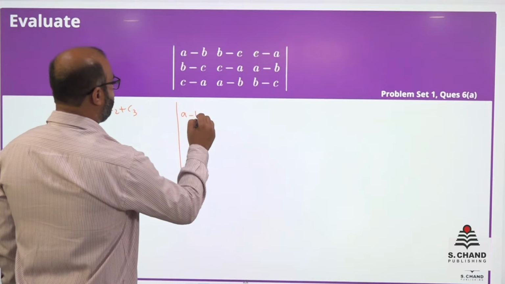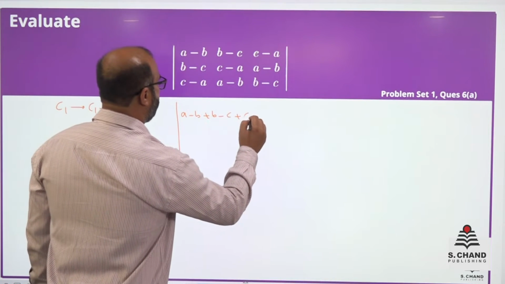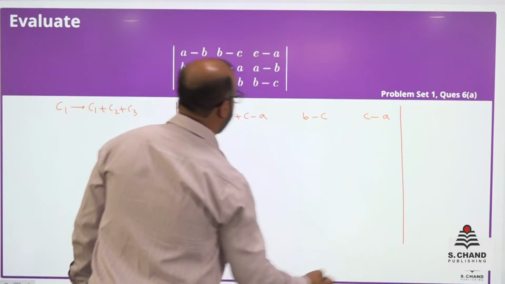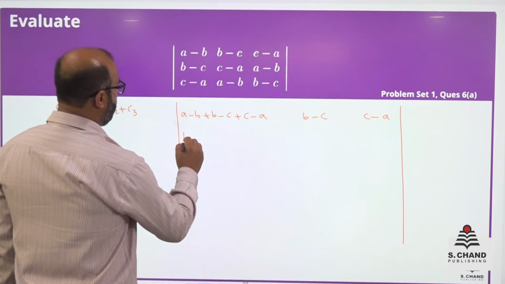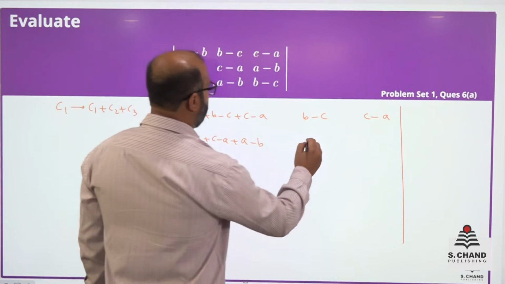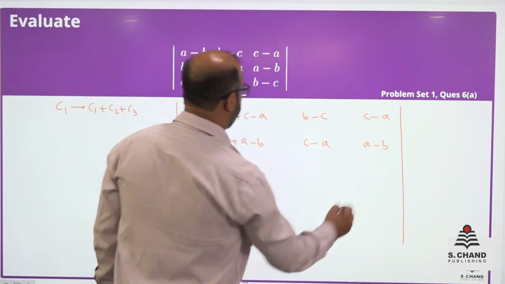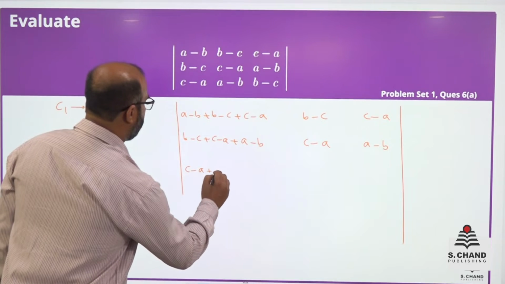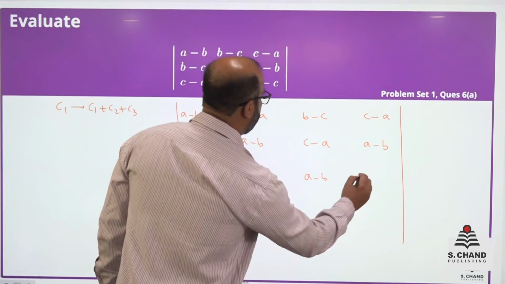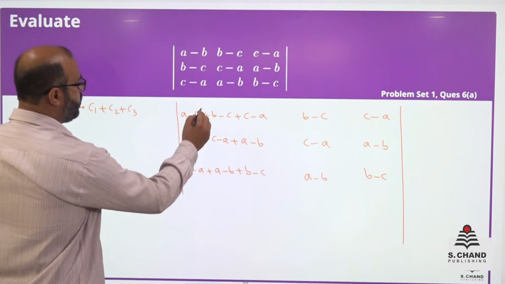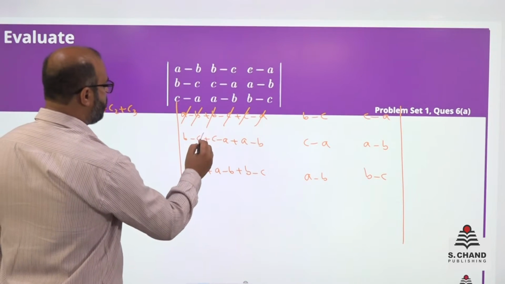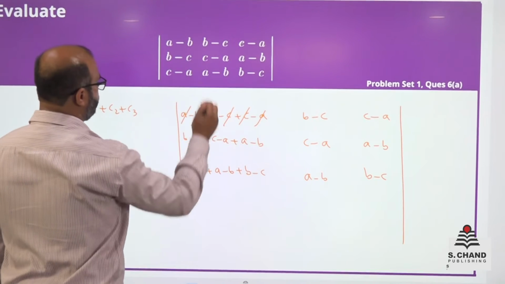So this will become a minus b plus b minus c plus c minus a. Then here b minus c, here c minus a. In the second row, first column, b minus c, c minus a minus b. And here c minus a plus a minus b plus b minus c, here a minus b, b minus c. Now we observe that b and minus b, c and minus c, a and minus a get cancelled. Here also the same situation.